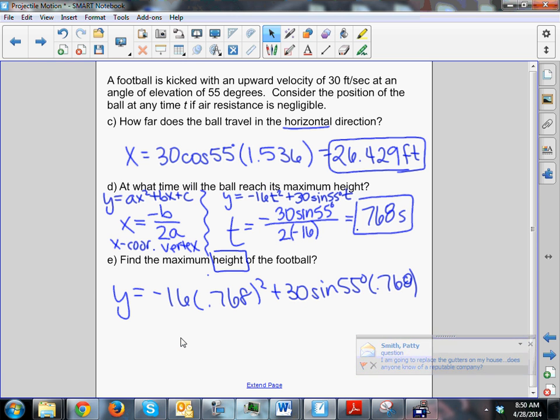So what is the height? 9 feet. Okay, now I need to talk about something. 9 feet. That's incredible.